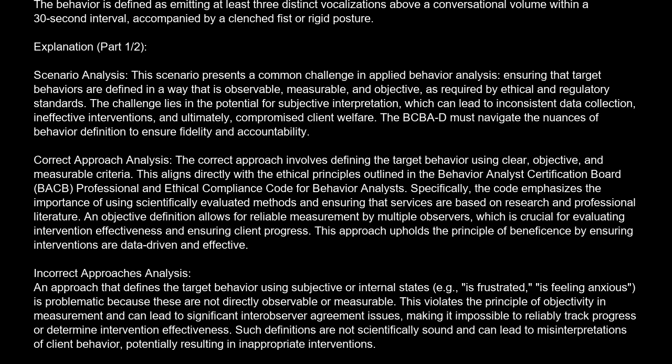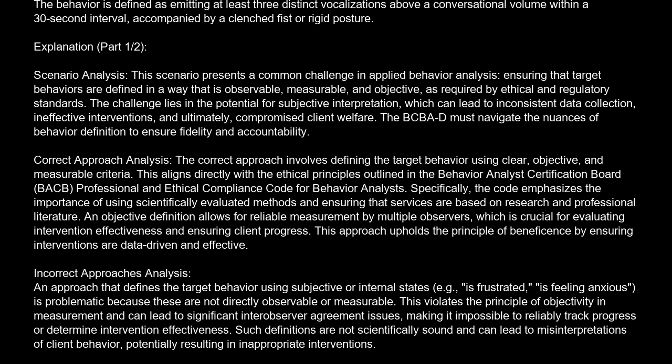The challenge lies in the potential for subjective interpretation, which can lead to inconsistent data collection, ineffective interventions, and ultimately, compromised client welfare. The BCBA must navigate the nuances of behavior definition to ensure fidelity and accountability. Correct approach analysis. The correct approach involves defining the target behavior using clear, objective, and measurable criteria.